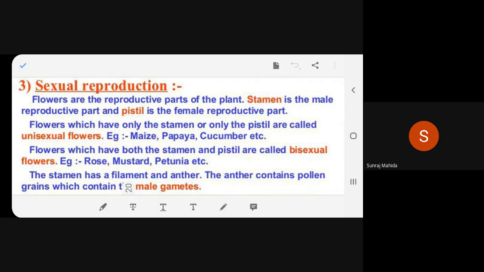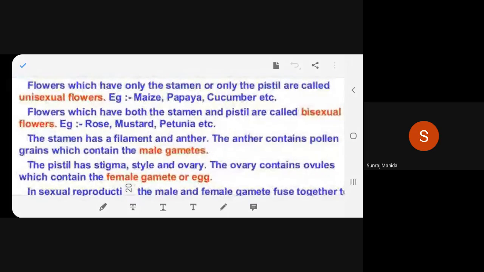Yes, begin. Flowers which have both the stamen and pistil are called bisexual flowers. Flowers which have only the stamen or only the pistil are called unisexual flowers. Example: maize, papaya, cucumber, etc. Cucumber is kakri, right? So maize is makai, papaya, you know that, and cucumber. So in these three plants, we get unisexual flowers.